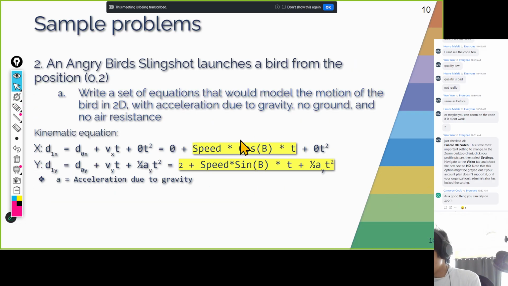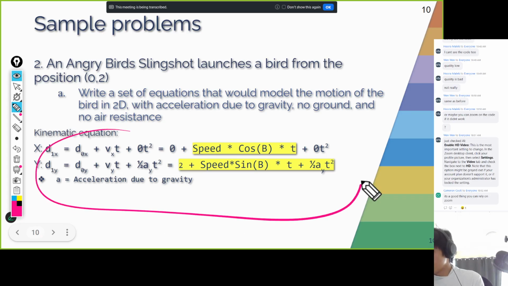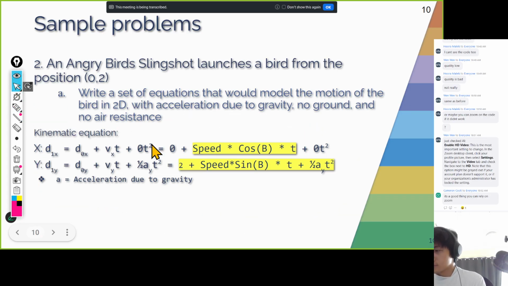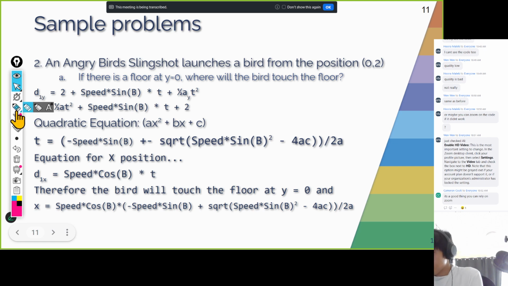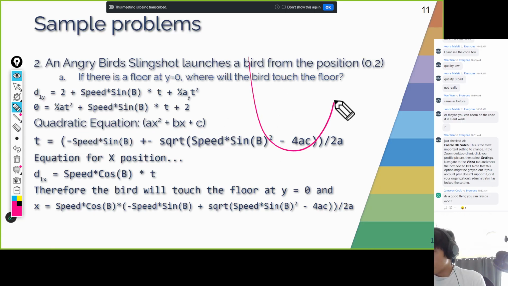So that set of equations is basically what we're going to use to actually model that motion. If there is a floor at y equals 0, we can predict where the bird will touch the floor using the quadratic equation. That will solve our time. We can solve for time, and then we can solve for distance by multiplying our horizontal speed by time.